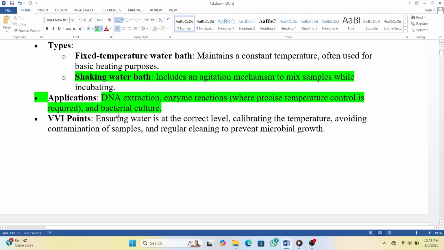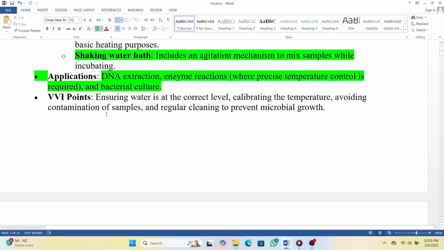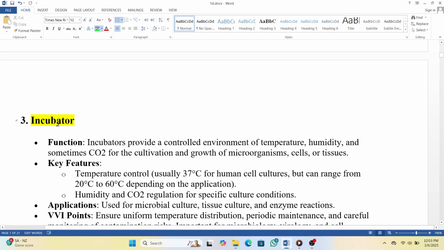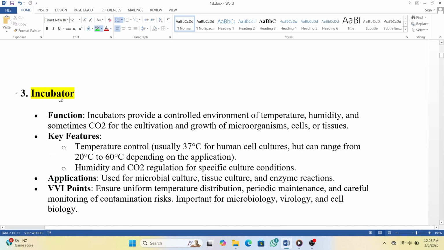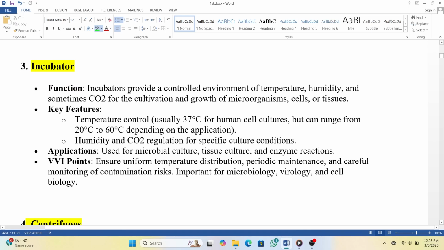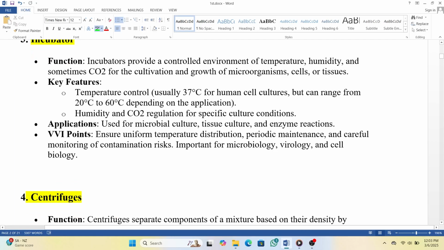VVI points: ensuring water is at the correct level, calibrating the temperature, avoiding contamination of samples, and regular cleaning to prevent microbial growth. 3. Incubator. Function. Incubators provide a controlled environment of temperature, humidity, and sometimes CO2 for the cultivation and growth of microorganisms, cells, or tissues. Key features: temperature control, usually 37 degrees Celsius for human cell cultures, but can range from 20 degrees Celsius to 60 degrees Celsius depending on the application.